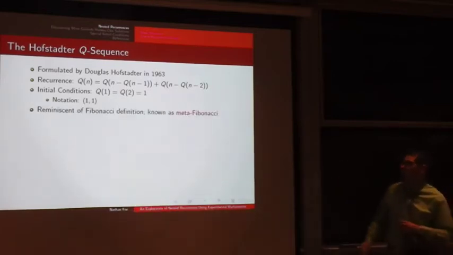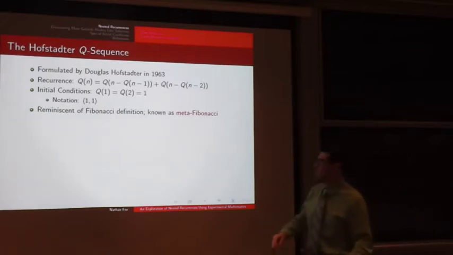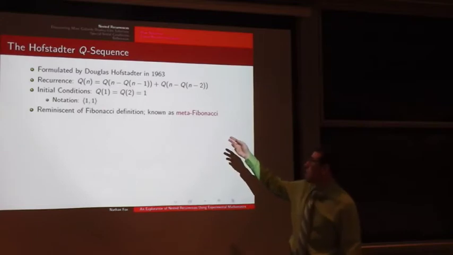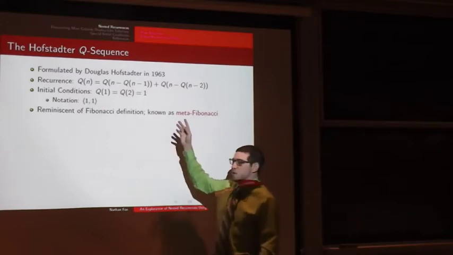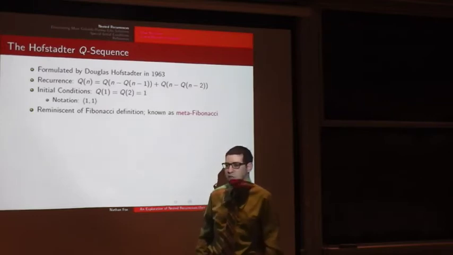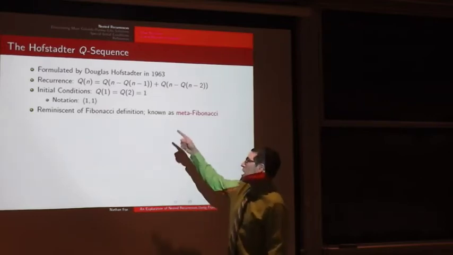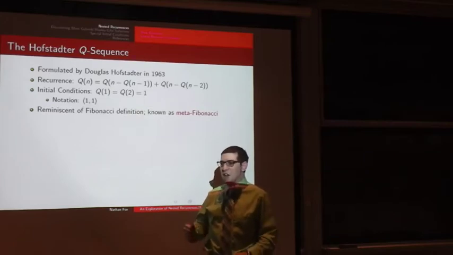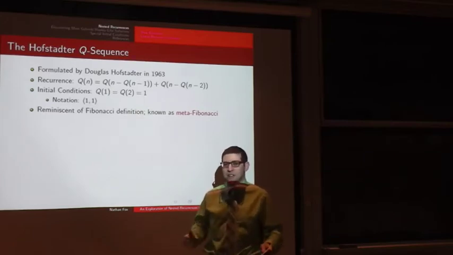This should remind you a little bit of the Fibonacci definition, and for that reason this is known as a meta-Fibonacci sequence. In the Fibonacci sequence, to get the nth term, you add the (n−1)th and (n−2)th terms to each other. In this one, to get the nth term, you look at the (n−1)th and (n−2)th terms, but then those tell you how far back to find terms to add together.